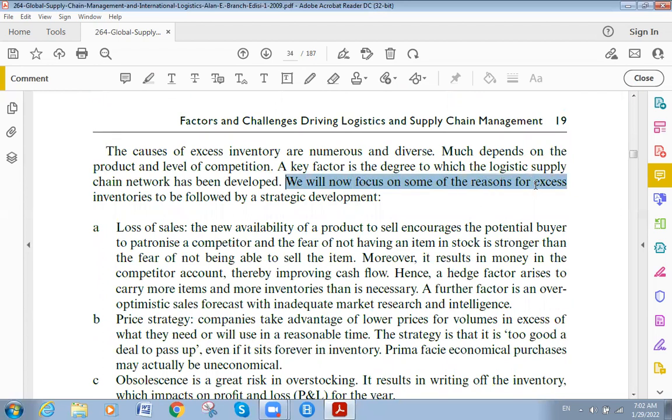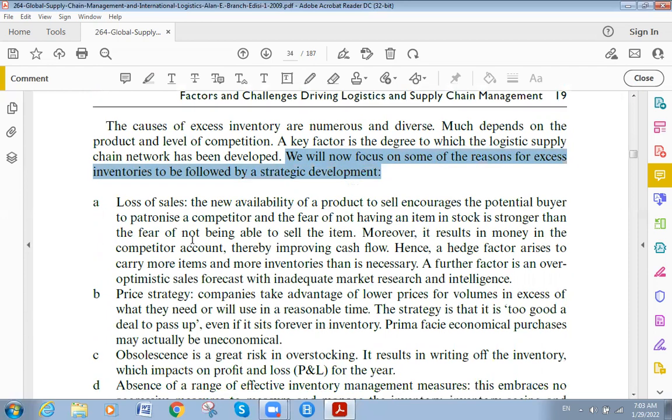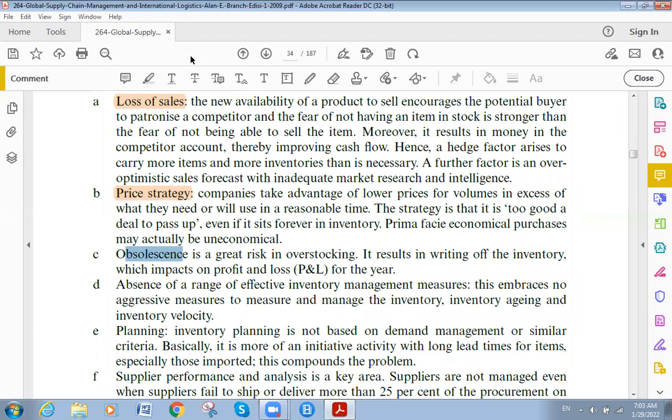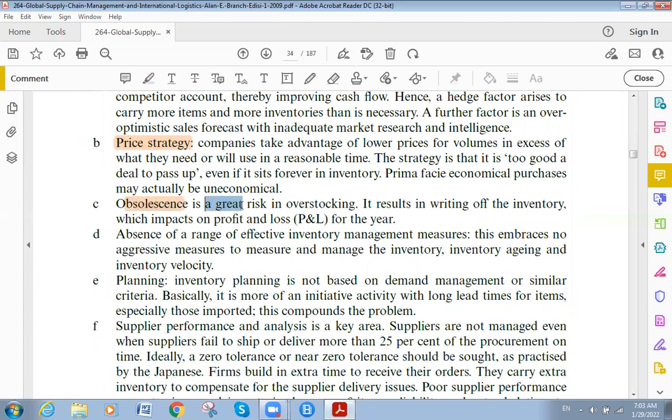We will now focus on some of the reasons for excess inventories, to be followed by strategic development. Why do we care about the inventories? Because of loss of sales, this is the first point. The price strategies, second point. Obsolescence, which is a great risk in overstocking, because when you stock more than the limit, obsolescence might be a great risk. This results in writing off the inventory, which impacts profits and losses for the year.